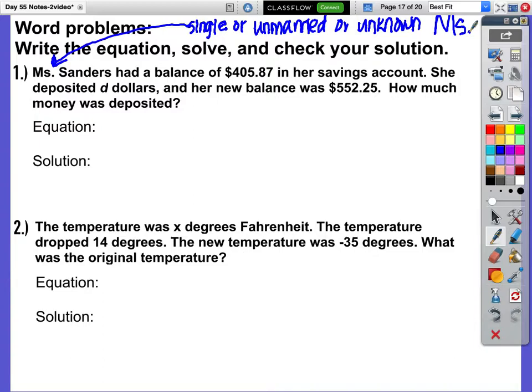All right, Miss Sanders had a balance of $405.87 in her savings account. She deposited D dollars, and her new balance was $552.25. How much money was deposited?